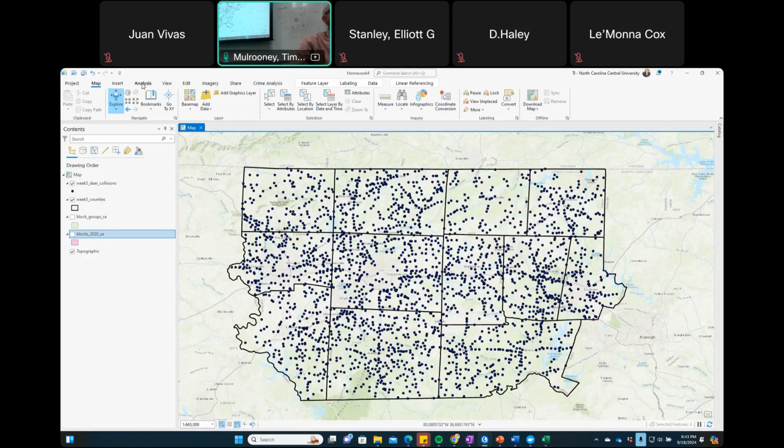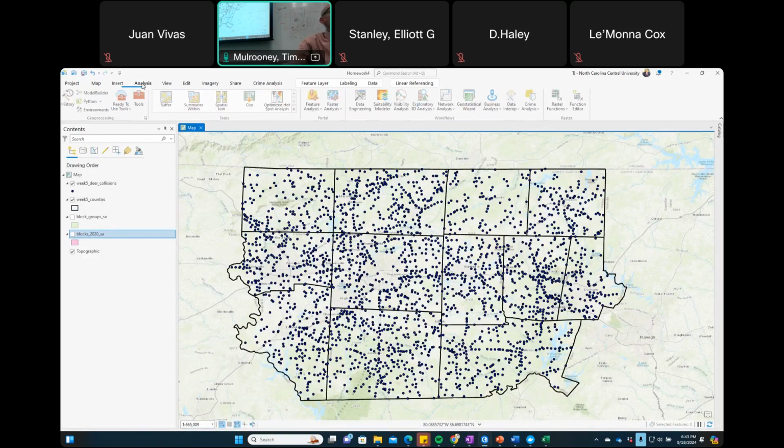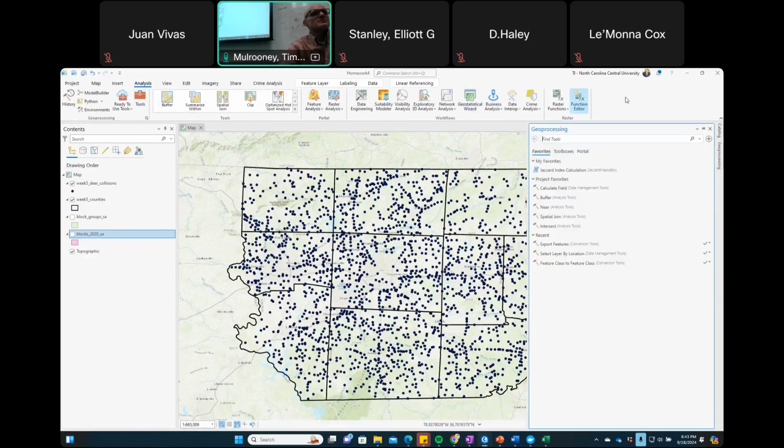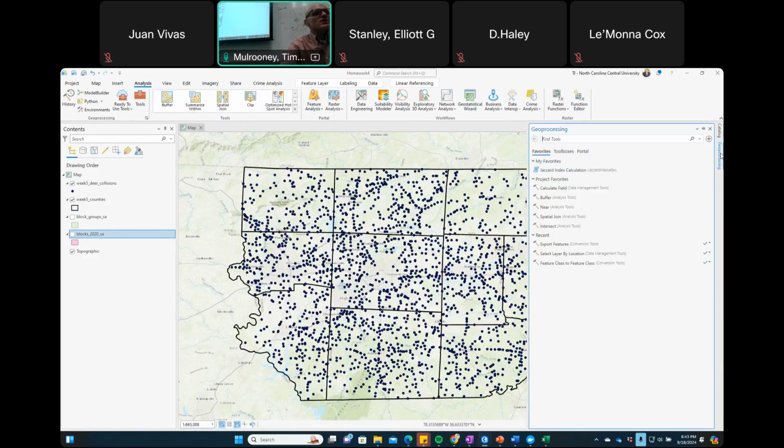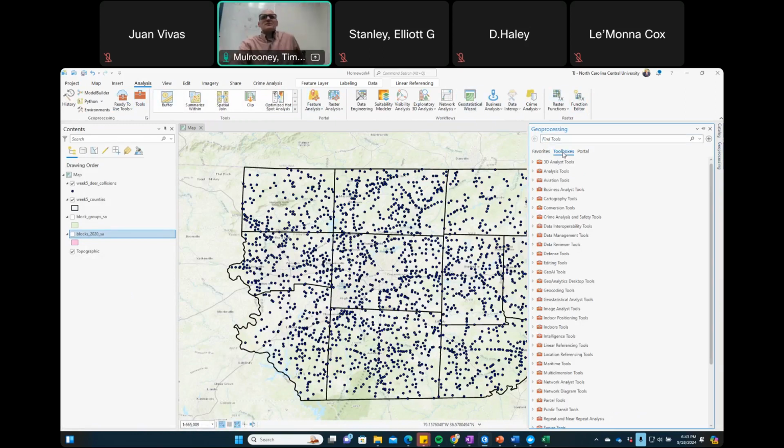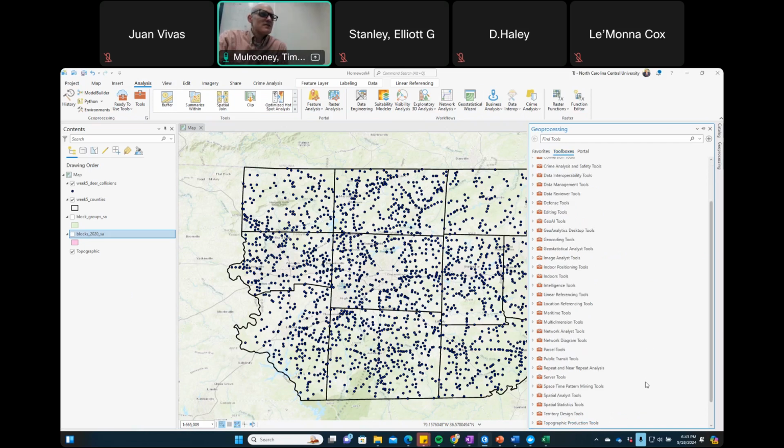So when we open this up, we're going to click on analysis. We're going to click on tools. And I've shown my other group this before. When we go to geoprocessing, I've got favorites, so you can see some of the tools that I've worked with before. And now I've got toolboxes. Like I've said, I probably use maybe half of these toolboxes. These are all the different toolboxes available to you in GIS.